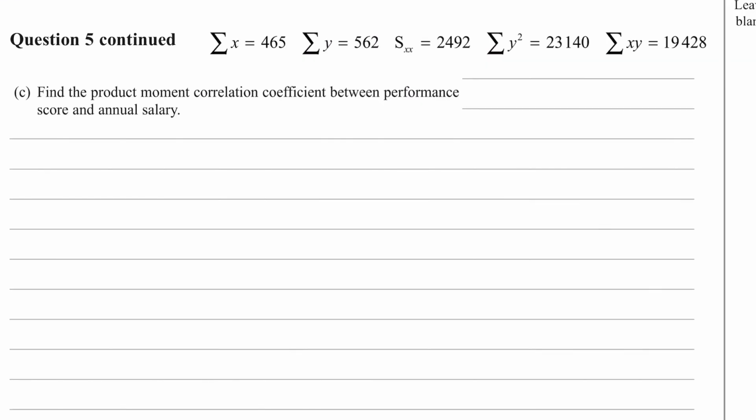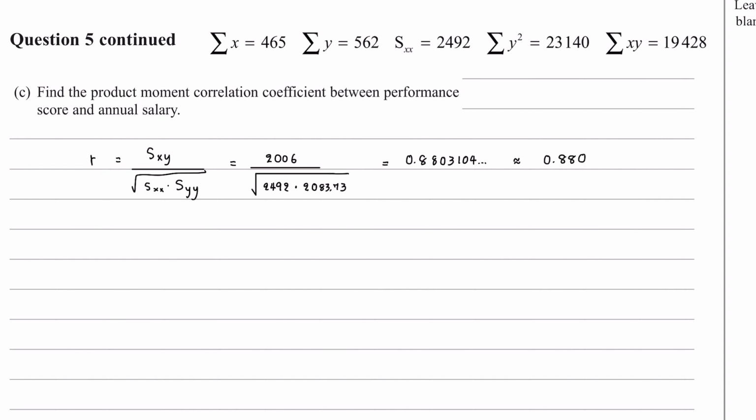Next, we have to find the product moment correlation coefficient between performance score and annual salary. r is Sxy divided by the square root of Sxx times Syy, which is 2006 divided by the square root of Sxx, which is 2492, times Syy, 2083.73. And the answer is 0.8803104. We can round it to 0.880 for 3 significant figures.